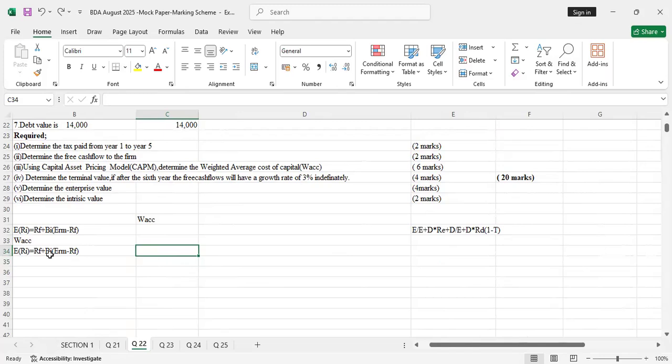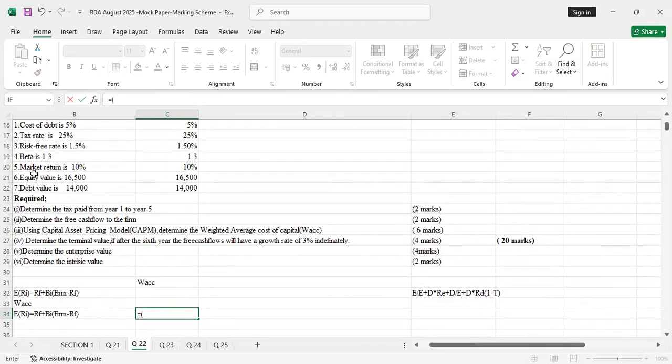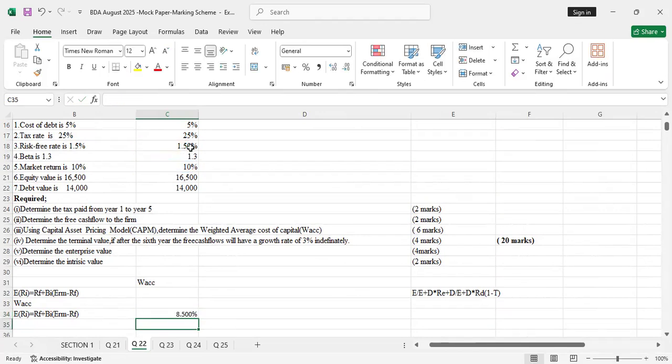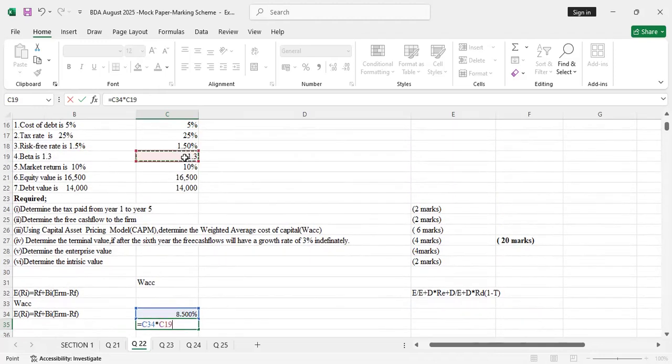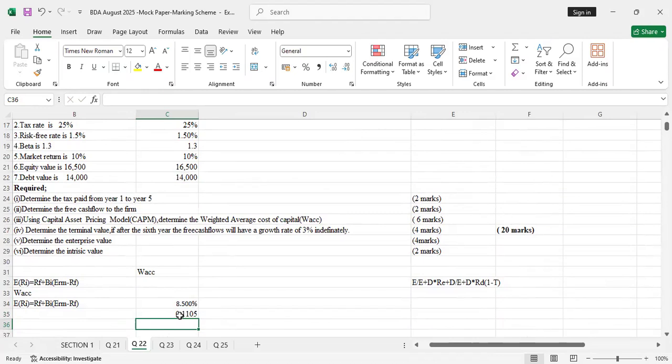Allow me to work with what is in the bracket first. Expected rate of return minus RF. So I'll say bracket, the expected market return was 10% minus 1.5, the risk-free rate. We'll have that value there. Good. Then this value will multiply by the beta. So you come here, equals to this one, you multiply by beta. Beta was 1.3. Then you enter. We are working backwards.